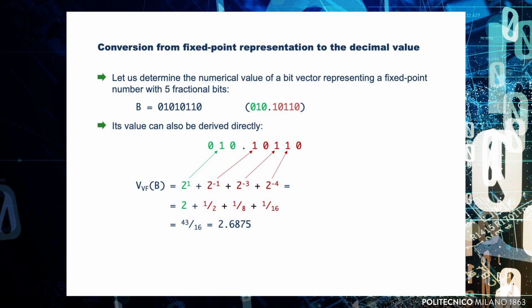The equivalent value of the fixed point representation can also be obtained by considering positive powers of 2 for the integer part and negative powers of 2 for the fractional part. In this example, the second most significant bit has weight 2 raised to the power of 1. The fourth bit has weight 2 raised to the power of minus 1. The sixth bit has weight 2 raised to the power of minus 3, and the seventh bit has weight 2 raised to the power of minus 4. By summing all these weighted contributions, we obtain 2.6875, exactly as in the previous case.